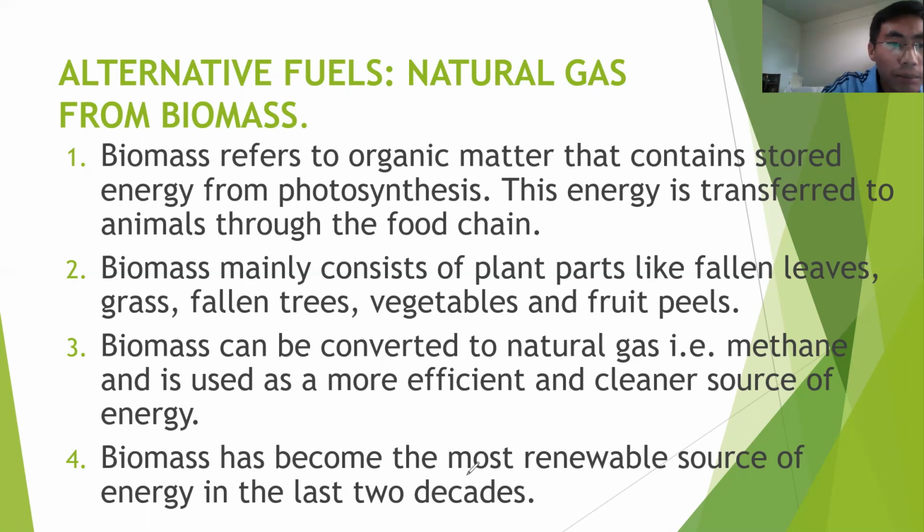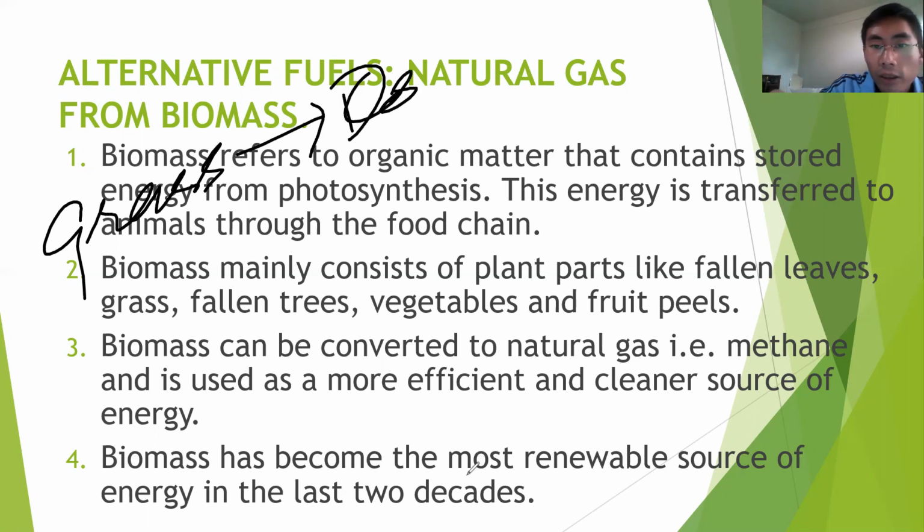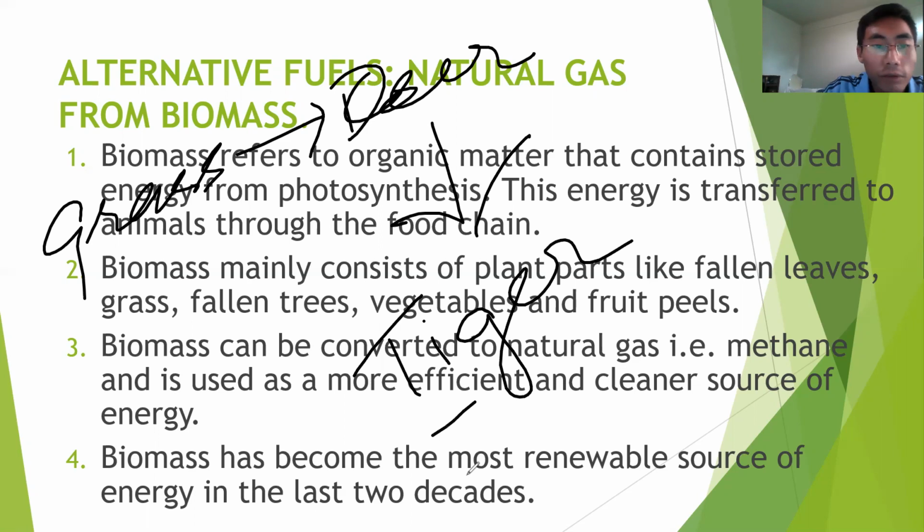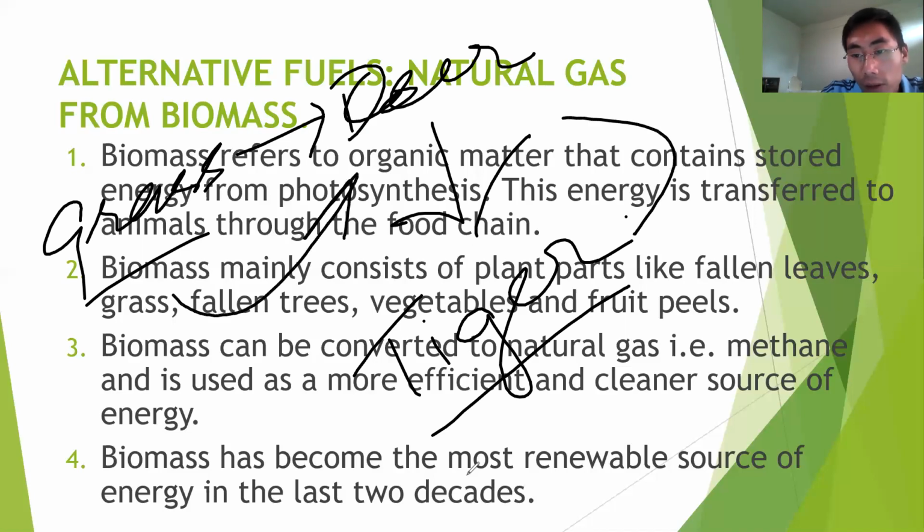The food chain is nothing but like from grass. Grass will be eaten by cow or deer. Okay, then deer will be eaten by tiger. So this is an example of food chain, right? One organism eats the other. Now here, what is happening is there is transfer of energy taking place from one level to another. So that is your food chain. Okay, then biomass mainly consists of plant parts like fallen leaves, grass, fallen trees, vegetables, and fruit peels.